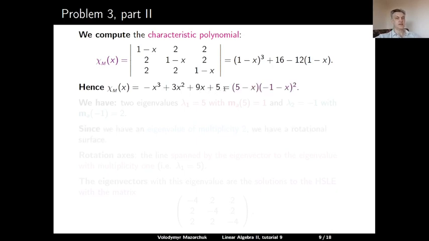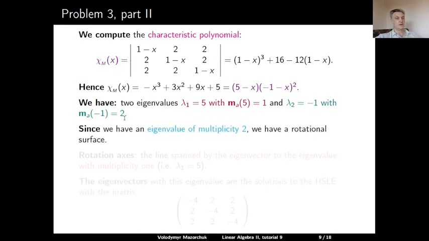And here we can readily see that minus 1 is a root, and then 5 is a root, and minus 1 is a root of order 2. So the polynomial is equal to 5 minus x times minus 1 minus x squared. So we have two eigenvalues, lambda 1 equal to 5 with algebraic multiplicity 1, and lambda 2 equal to minus 1 with algebraic multiplicity 2.